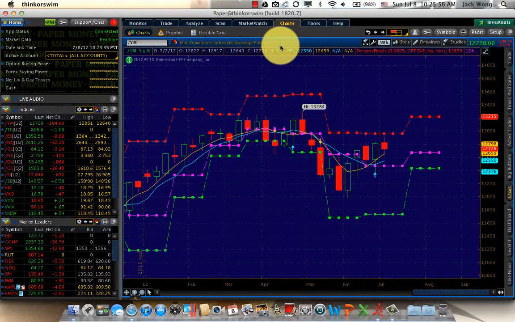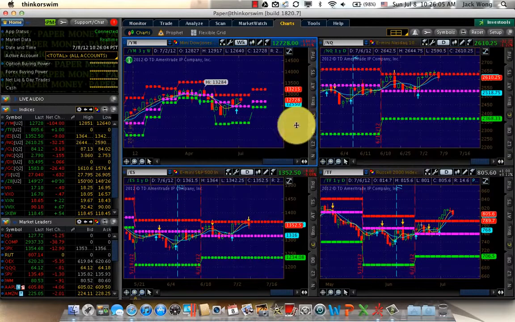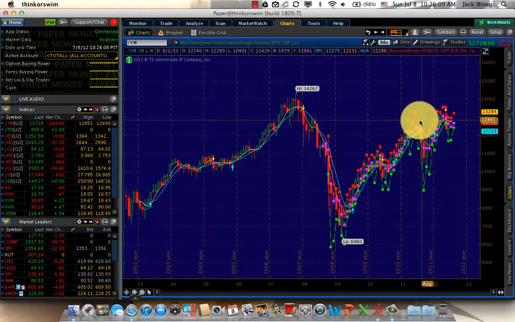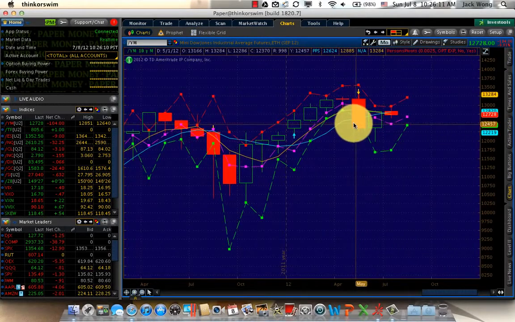But again, it is not 100% reliable or accurate. You have to understand that no indicator is 100% accurate. Okay, and I would like to shift it to the monthly projection too. And as you can see, this is the monthly projection.